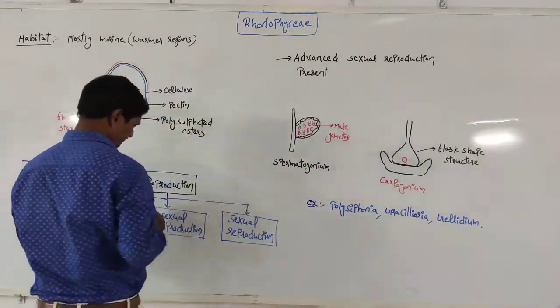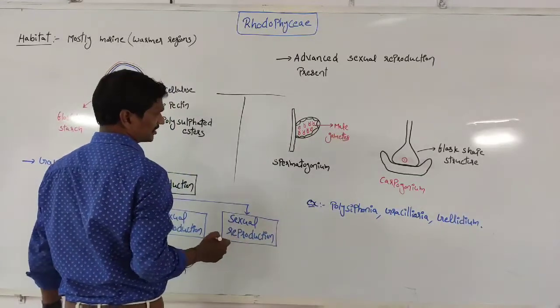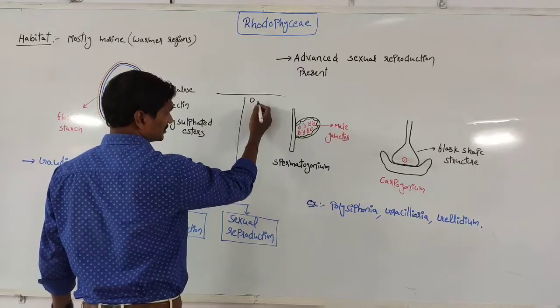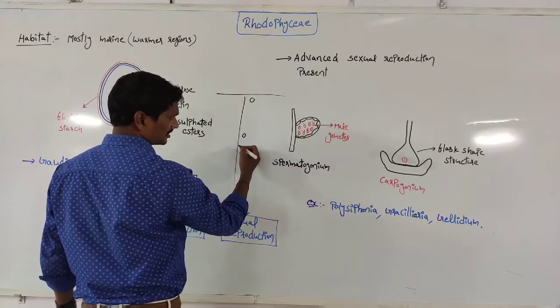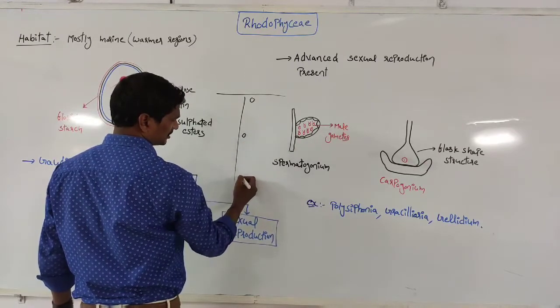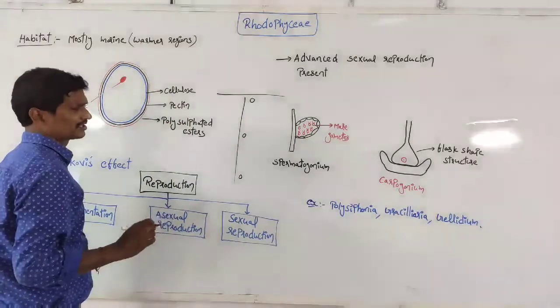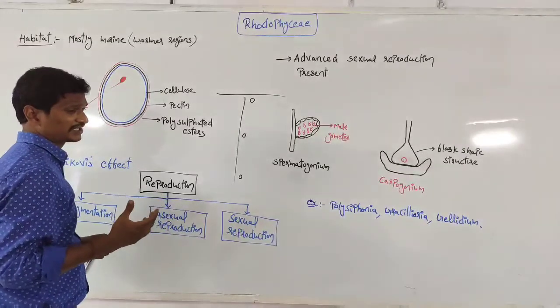Suppose this is the ocean region and this is the depth. Some of the red algae are grown here. The same species exhibits one color, the same species grown at another depth exhibits another color, and some grown in a very deep area exhibit yet another color. See, the red algae have that very special characteristic.